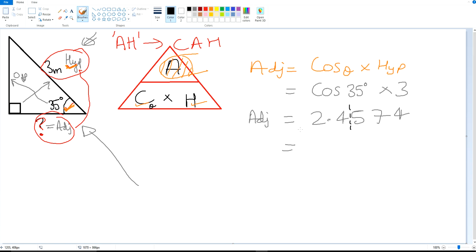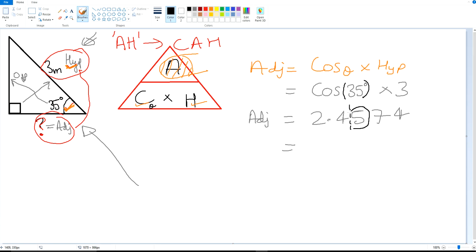How come 35 times 3 isn't 105? Good question. We are not working out 35 times 3. We're working out the cos of 35 times 3. The cos of 35 is a trigonometrical function that gives you a very small number, and then you times that small number by 3. I'll go back to it in a second and show you how that works.